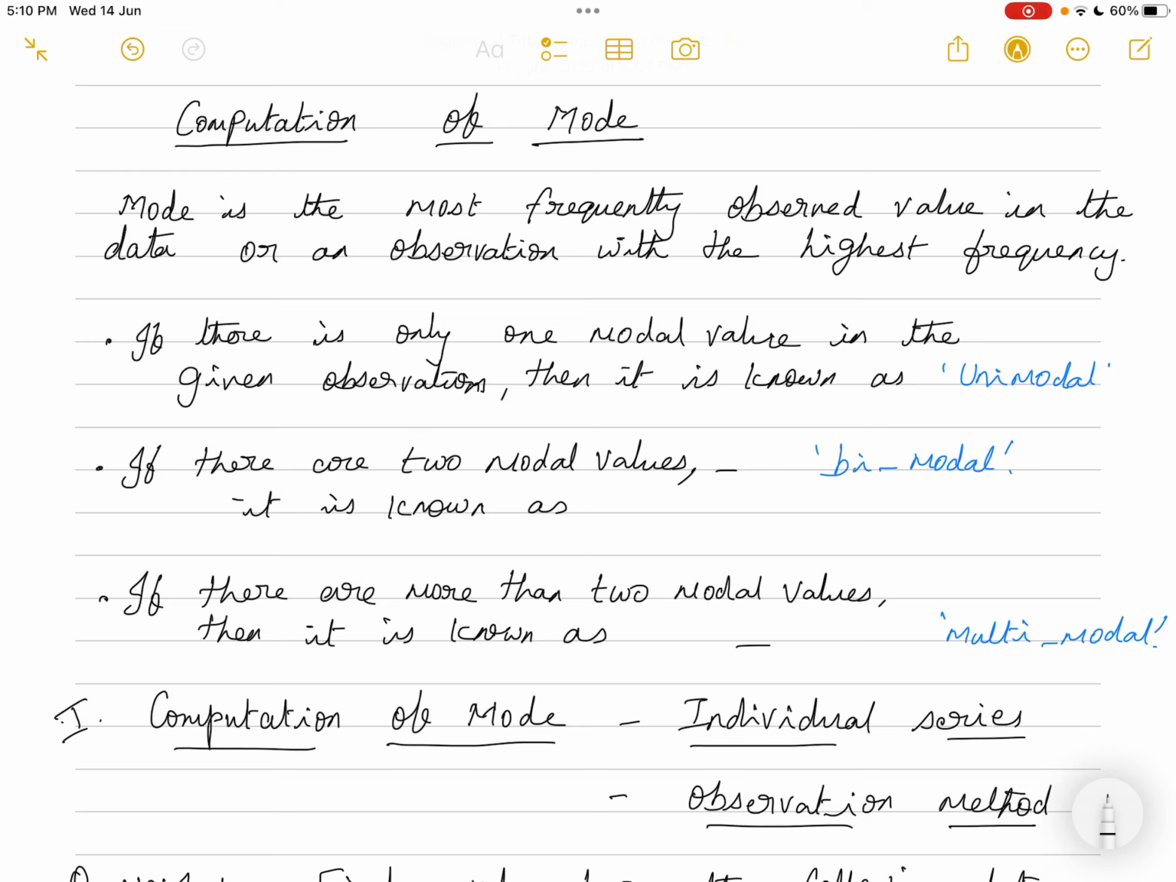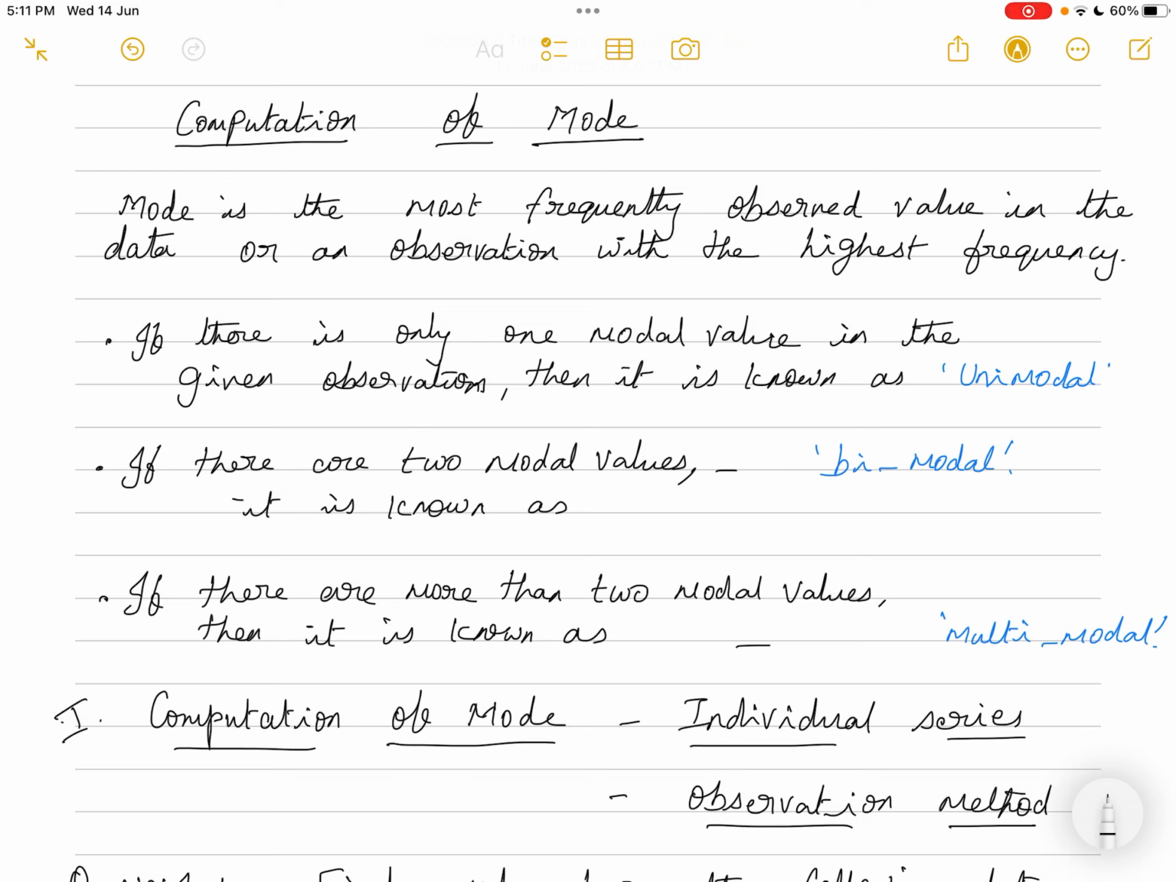If there is only one modal value, that is, only one value has the highest frequency, then it is known as unimodal. If there are two modal values, then it is called bimodal. If there are more than two modal values in a particular observation, then it is called multimodal. That's why the modal value is found out in two methods: one is the observation method and the other is the grouping method.